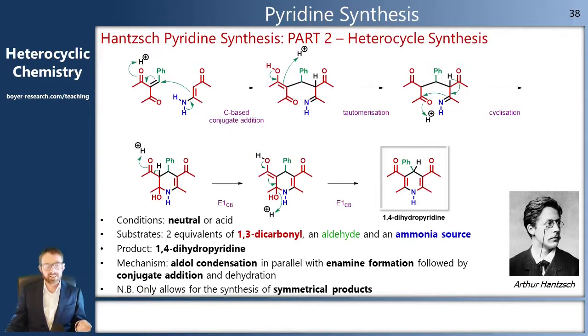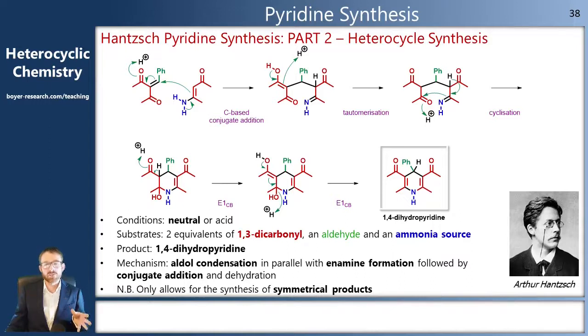In the final part of the synthesis, these 2 fragments come together. Our electron-rich enamine attacks via the carbon onto the Michael acceptor, so conjugate addition to our unsaturated aldol condensation product. Then tautomerization gives us back our dicarbonyl. And now we can do the cyclization to give us our 6-membered ring, so we can push the arrows through via the nitrogen to attack that carbonyl. And finally, we can get loss of water to give us the 1,4-dihydropyridine.